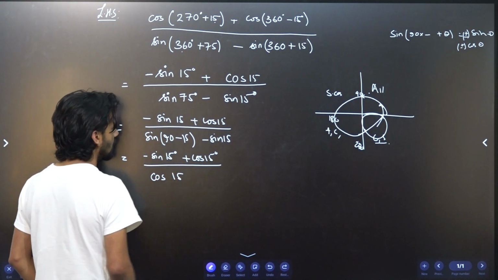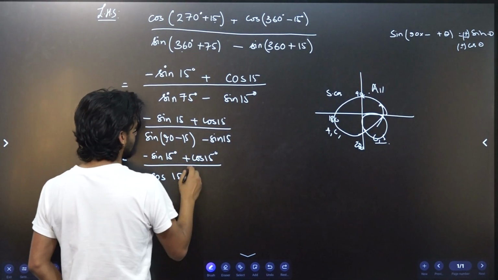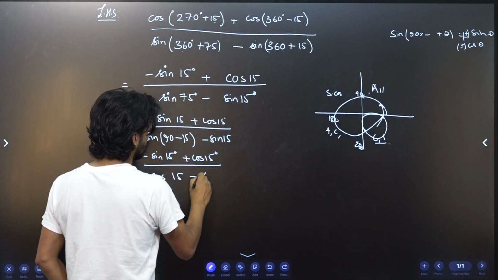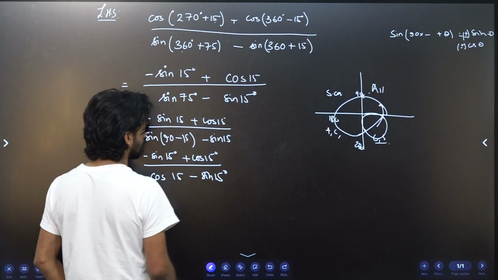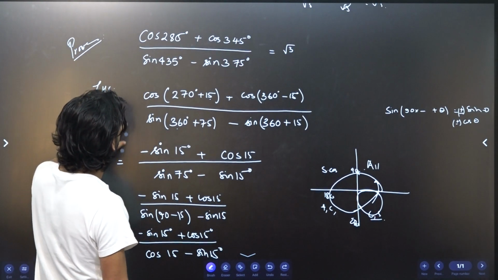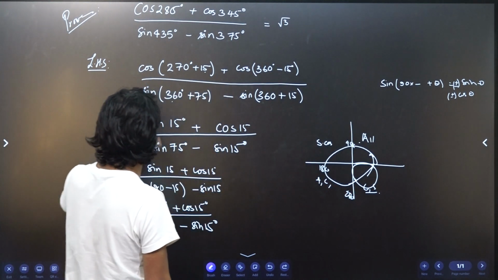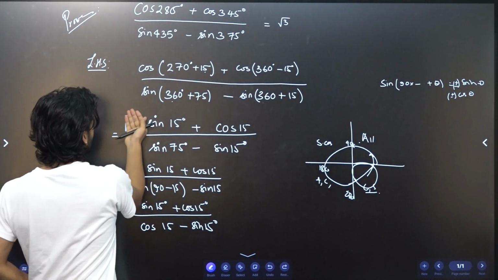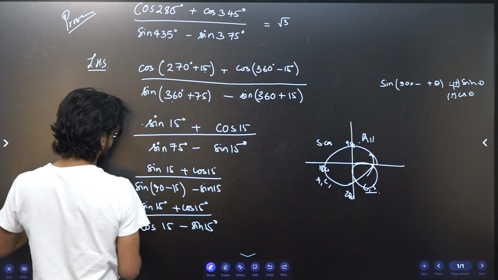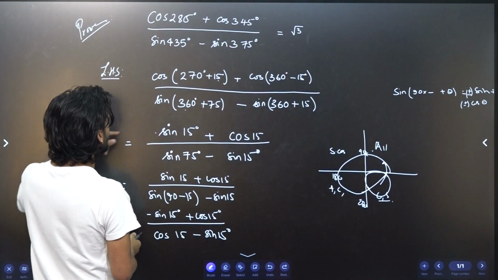Cos 15 degrees. Positive or negative? Positive. And then here you have minus sine 15 degrees. Here cos 270 plus 15 is in the fourth quadrant, where cos is positive. Why did we write minus here? Nobody told me. Is it not? Okay.